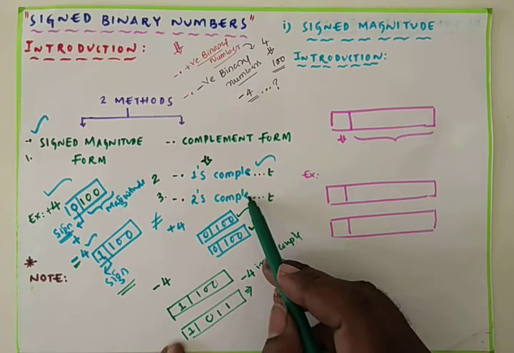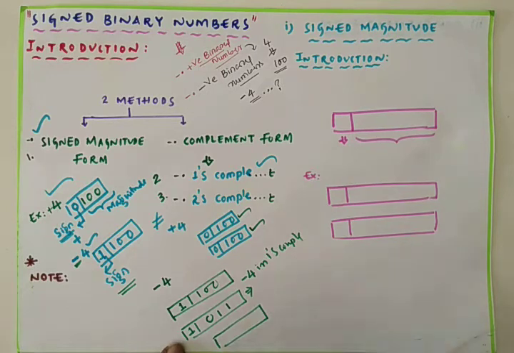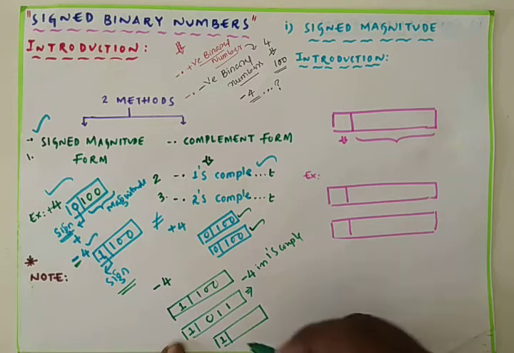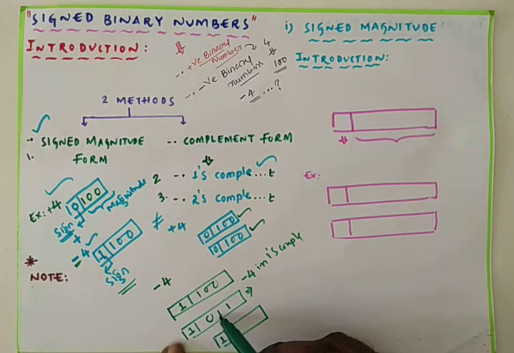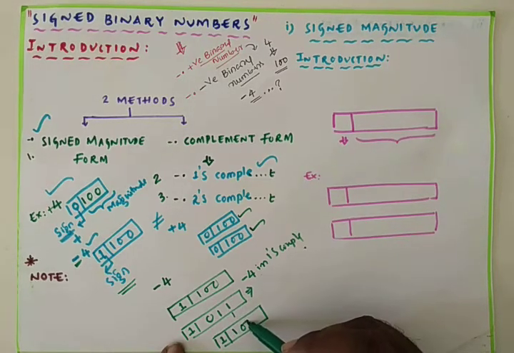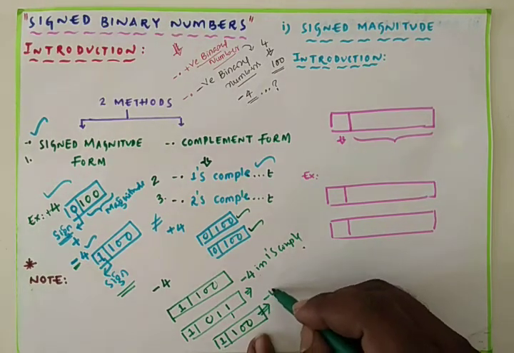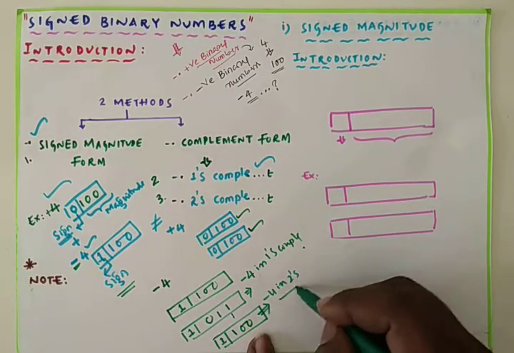Then if you wanted to represent the same minus 4 in the 2's complement, the 1 remains the same because it is the sign bit. 1 means minus, and the magnitude is 4 in the 1's complement, but we require to represent the 4 in the 2's complement. 2's complement means plus 1 here. So here you get 0, 1, 1, 0 means again you will get this 1. So minus 4 in the 2's complement is this one.